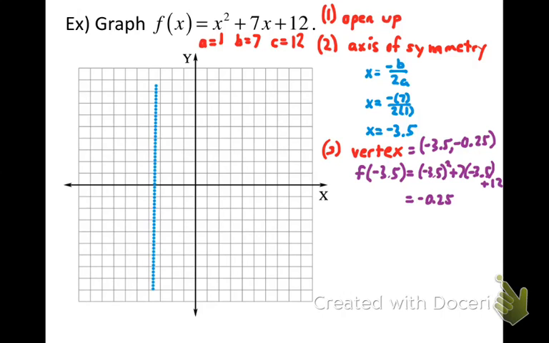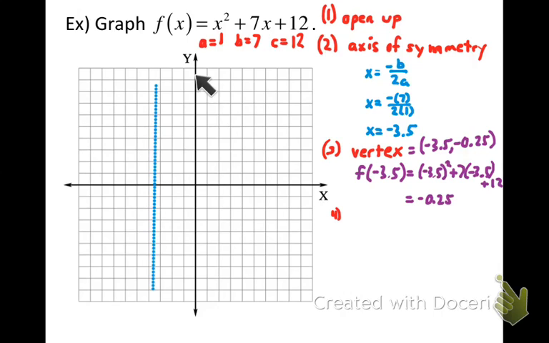Now I'm going to go ahead and plot that. Actually, I'm going to hold off on plotting that, and I'll tell you why in a moment. But there is one other piece of information I'd like to determine about the graph of this parabola before I try to actually sketch it. I need two other points on the graph: one point on the right side of the axis of symmetry and one on the left side.